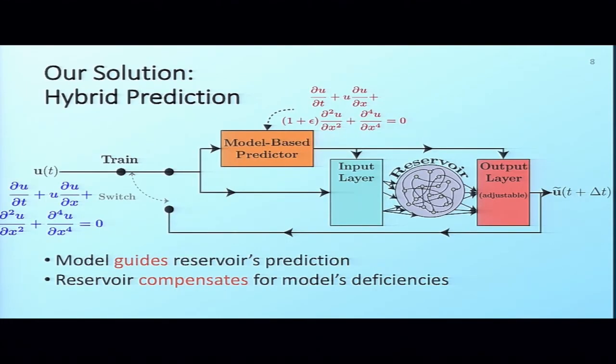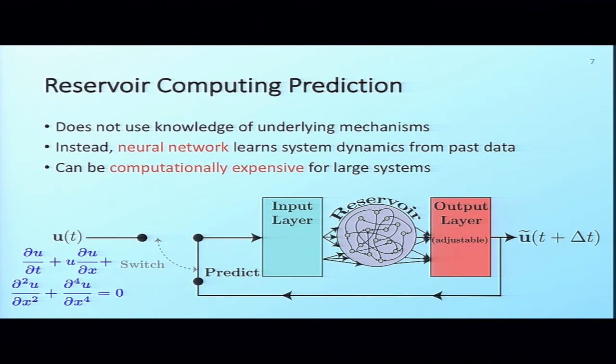Another issue that I should point out is that these can be extremely computationally expensive methods, especially for things like weather prediction, because you need to have a reservoir that is large enough to be able to forecast the dynamics, and typically that means that the reservoir is going to be prohibitively large for you to actually use this method.